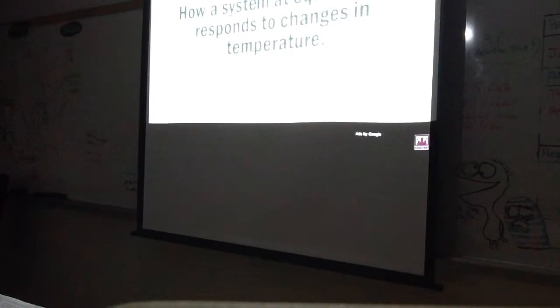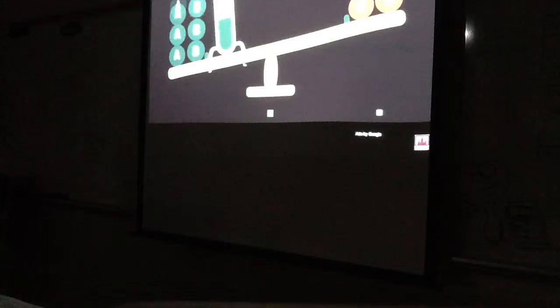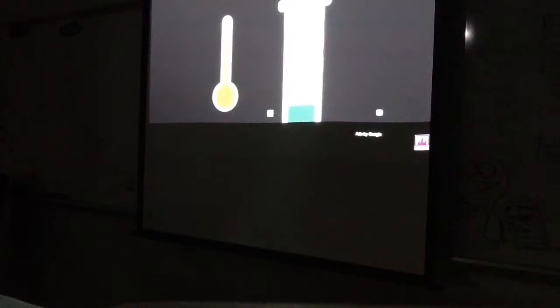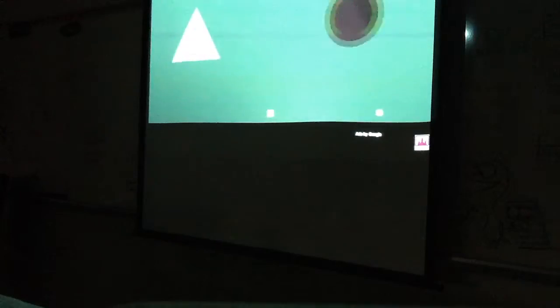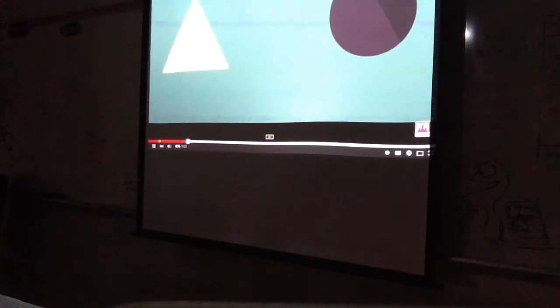LeChatelier's principle states that a chemical system at equilibrium always works to restore equilibrium when it is stressed. To consider what happens to a system at equilibrium when temperature is changed, you must first consider the energetics of the reaction in question. If the forward reaction is exothermic, then the reverse reaction must be endothermic.